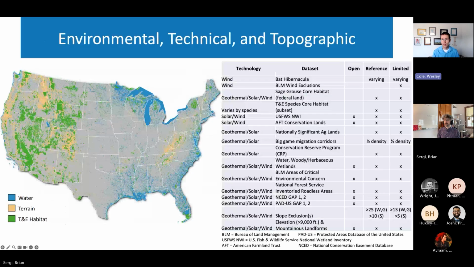So the last layers we want to talk about are environmental, technical, and topographic. So this is things like conservation lands for farming, nationally significant ag lands, big game migration corridors, various species protection areas. So we've pulled a whole bunch of these data sets from organizations that track these areas and then use those as additional exclusion layers, again, with stringency varying if you're the open reference or limited siting. So those are also captured in here to represent where it could be really challenging or not allowed to develop wind, solar, geothermal, pump storage, et cetera, projects. So let's go to the next slide.